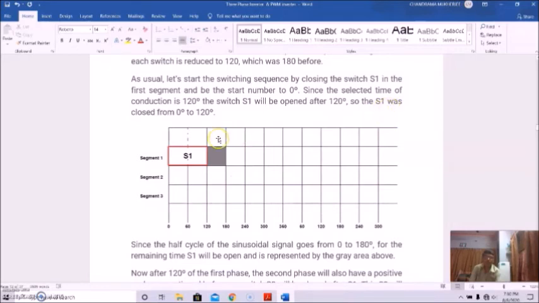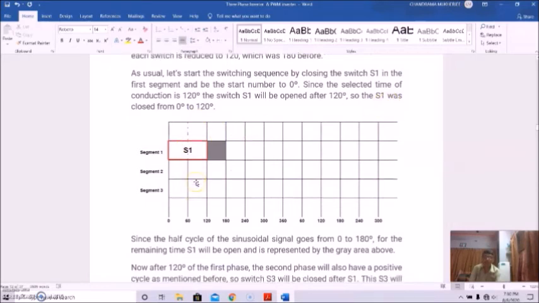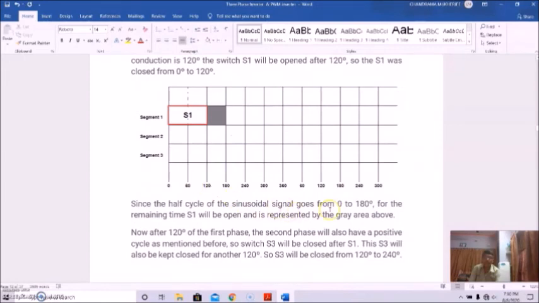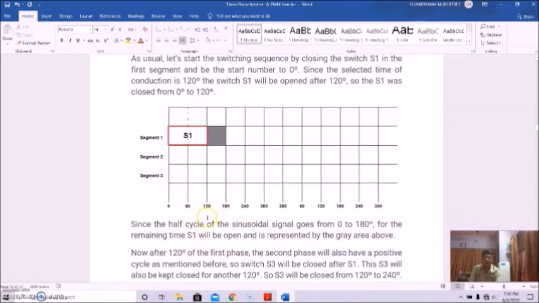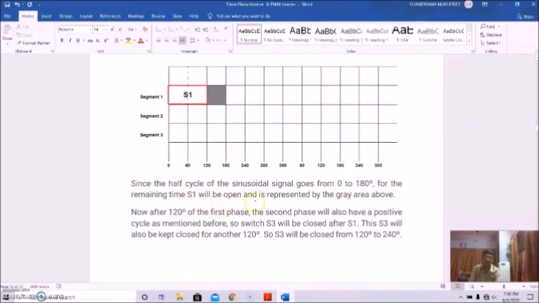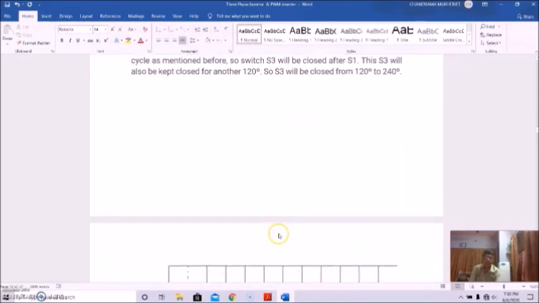S1 was closed from 0 to 120 degree, that is shown here. And since the half cycle of the sinusoidal goes from 0 to 180 degree, for the remaining 60 degree, S1 will be open and is represented by this gray area. And after 120 degree of the first phase, the second phase will also have a positive cycle as mentioned before. So switch S3 will be closed after S1, and will be kept closed for another 120 degree.